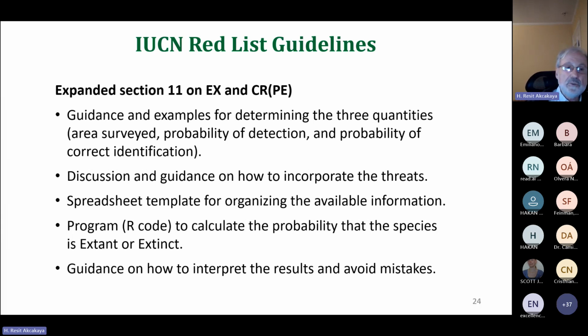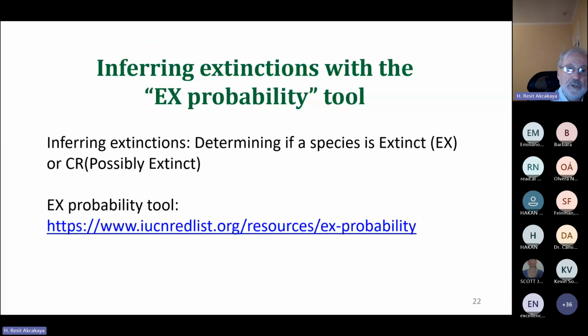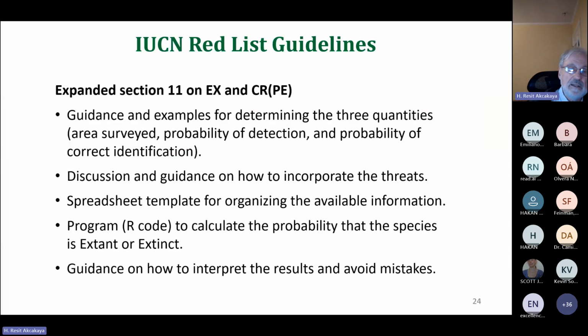Now, in addition to these three quantities, there is a separate model based on threats that is also used to determine the likelihood that the species is already extinct. And there's a spreadsheet template for organizing the available information. I think Janet has already put this URL in the chat. So that is the URL from which you can download the guidance, the spreadsheet template, and the R program to calculate the probability. And there's also guidance on how to interpret the results and avoid mistakes.